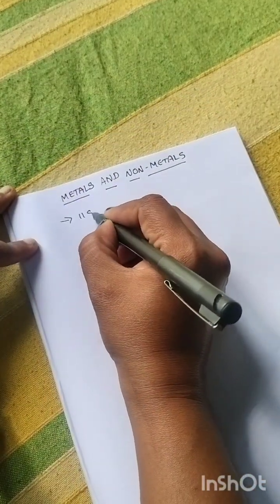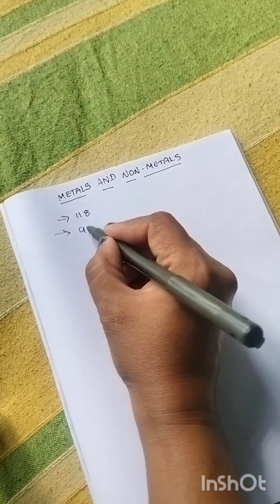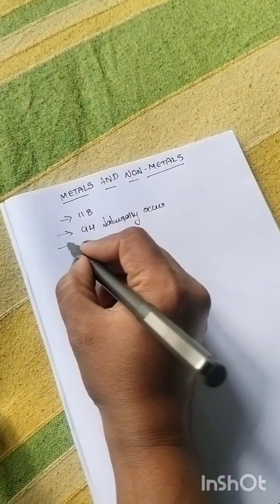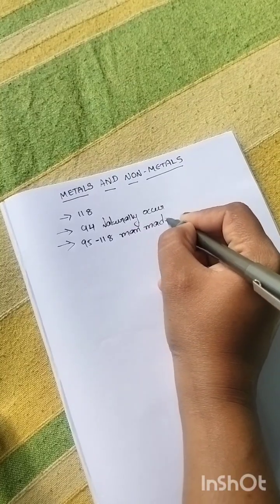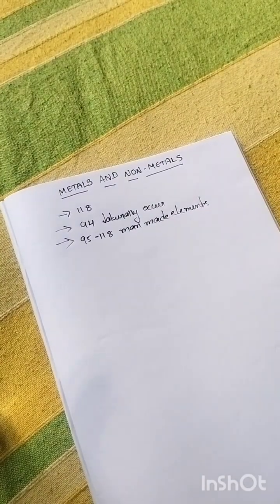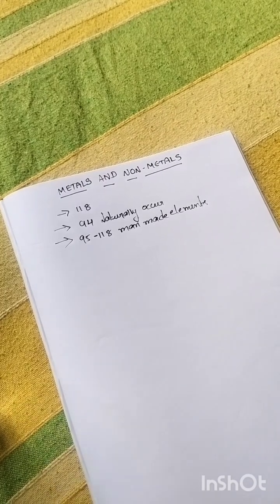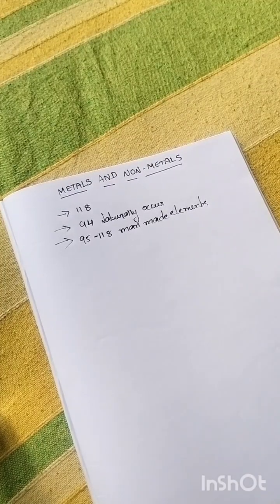Before going into the topic, I just ask you one question. As of now, how many elements do we have in our nature? We have 118 elements. Among those 118 elements, 94 are naturally occurring, and the remaining elements, that means 95 to 118, are man-made or synthetic elements. That means the elements which are produced in the laboratory are called man-made or synthetic elements.